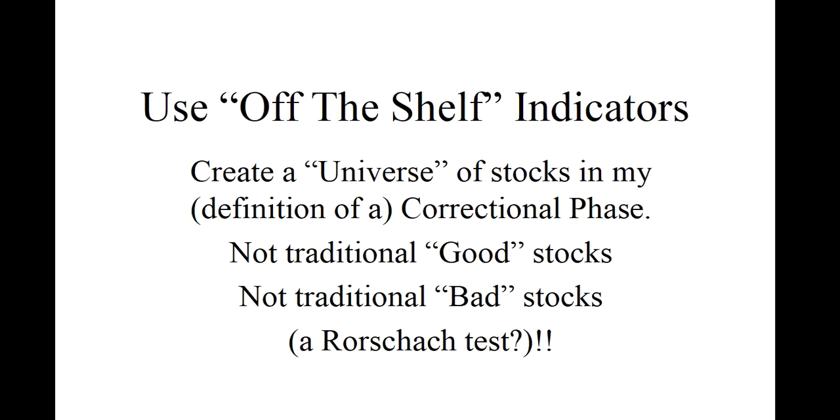I start off with the Noplex system using what I call off-the-shelf indicators. In other words, typical indicators you'll find in any stock charting and graphing software or online at any of these websites. What we do is we create a universe of stocks that constitute my definition of a correctional phase. What does that mean? I don't want traditionally good stocks, isn't that a funny thing to say? And I'm not looking for bad stocks. What does that mean? I'm not looking for stocks that are just climbing high or that are doing bad.